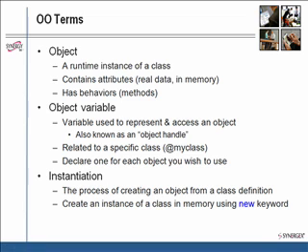Okay, let's add a couple more terms to our toolbox. We already know that an object is a runtime instance of a class. A class is a piece of source code that describes a set of attributes and behaviors, and an object is a real instance of one of those things. An object is something that physically exists in memory at runtime.